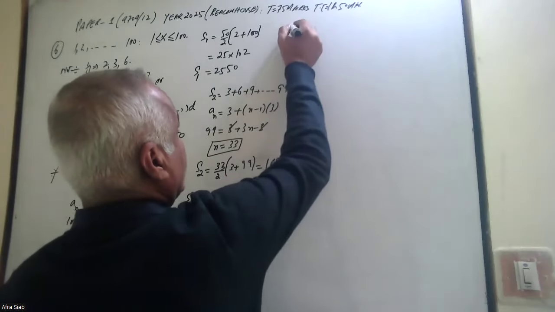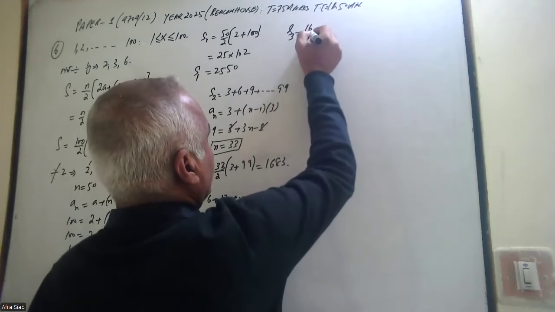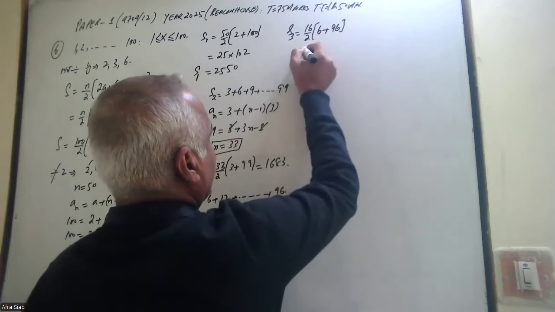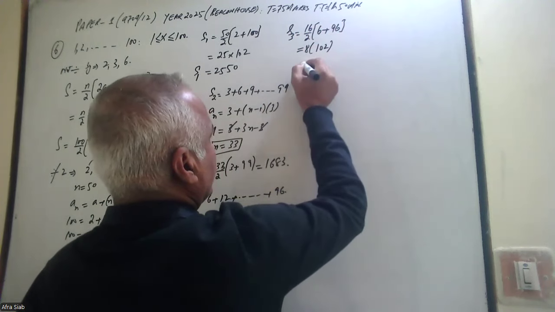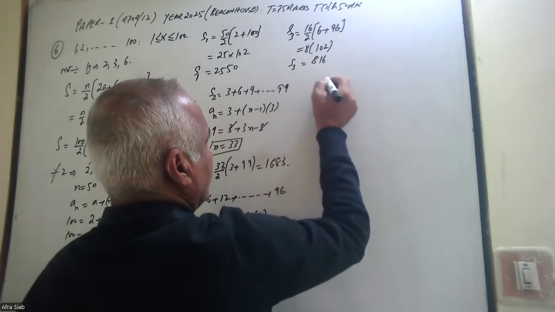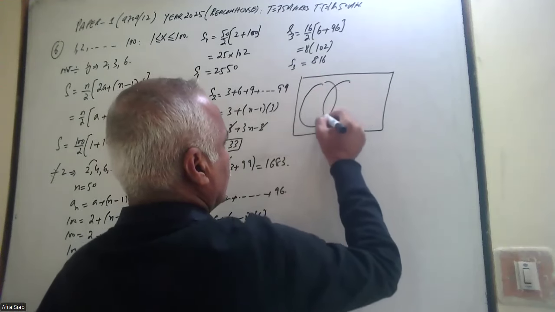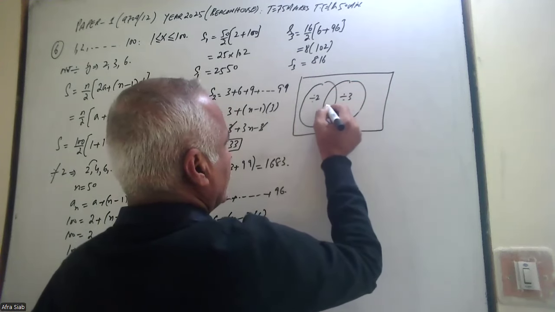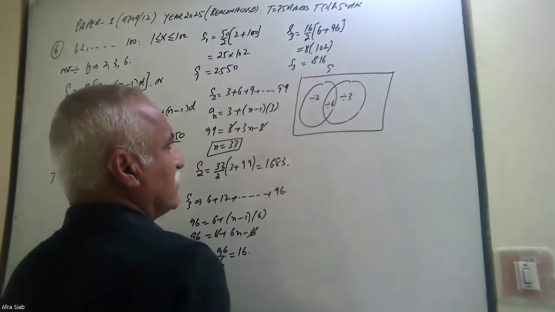So S3 will be equal to 16 over 2 into 6 plus 96, or that thing is equal to 8 into 102 there. So it is S3. Basically, if we use the sets language in this part, these are the numbers which are divisible by 2, these are the numbers which are divisible by 3, these are the numbers which are divisible by 6, and this is S, which is the sum of all this.